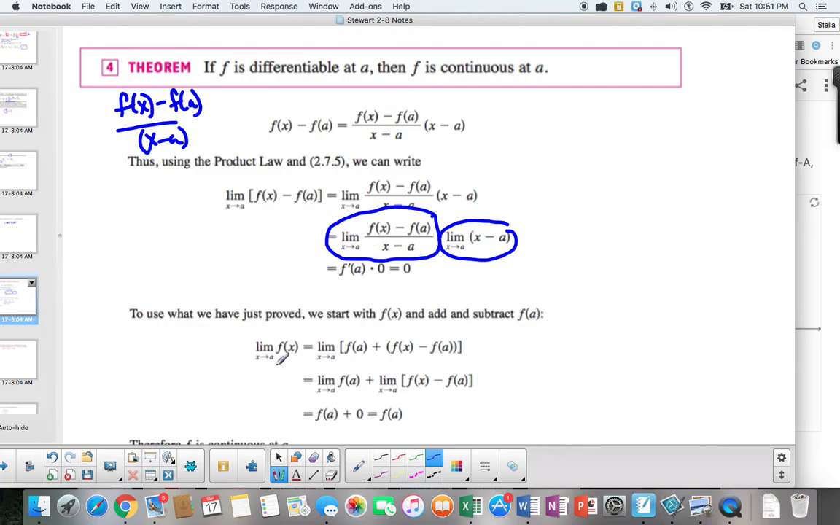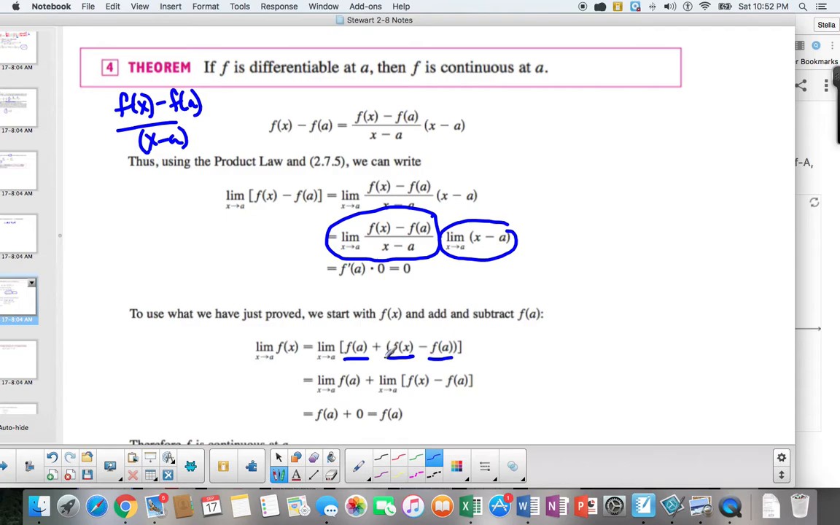All right, now we're going to start off with the limit as x approaches a of f of x. And we are going to write it out by adding and subtracting f of a. So in essence, if you were to reduce this, you just get back to what you started off with. And we're going to separate this.